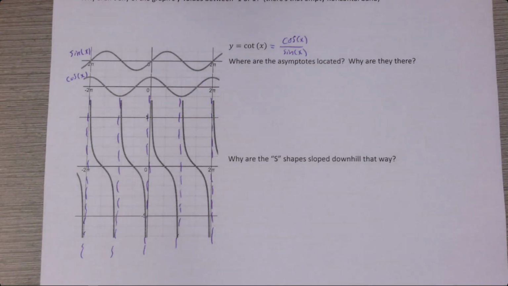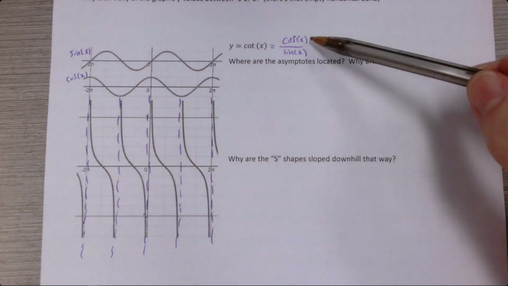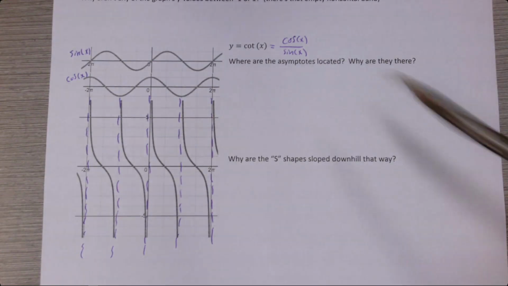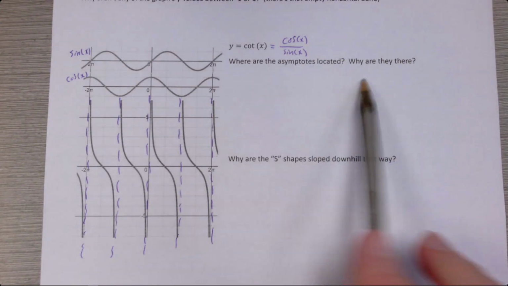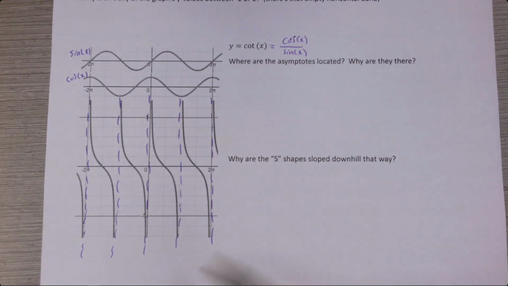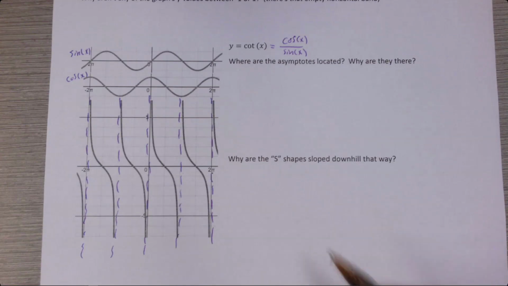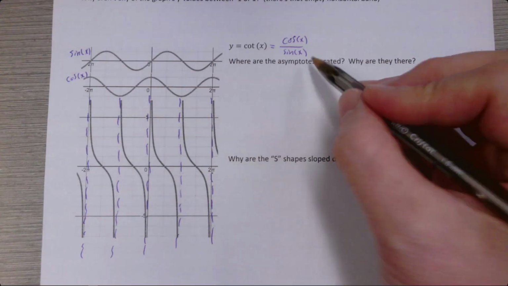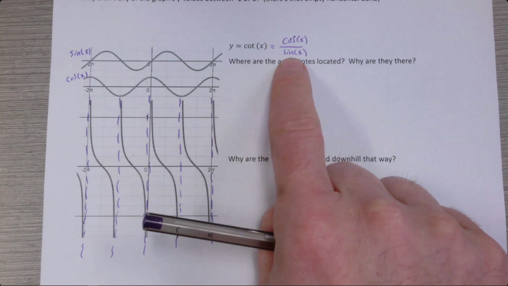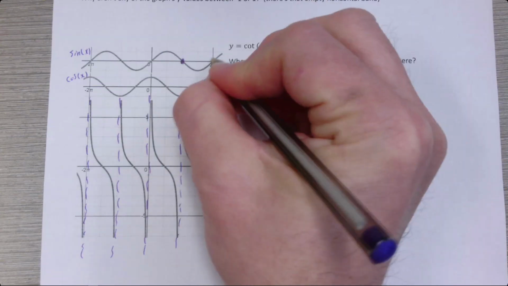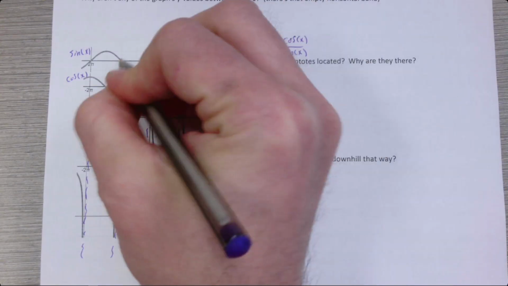Here's a graph of cotangent, which is defined as cosine divided by sine. Let's apply the same idea. Why are the asymptotes located where they are? Again, we see the asymptotes located at 0 and pi and 2 pi and so on. And it's for the same reason. It's because we are dividing by the output of sine. The output of sine equals 0 at those same places.